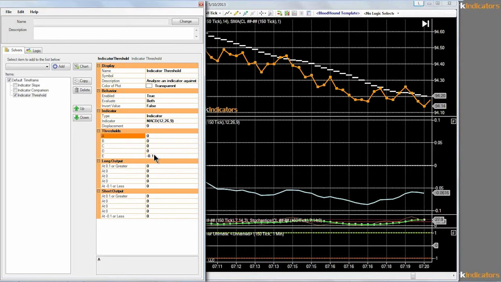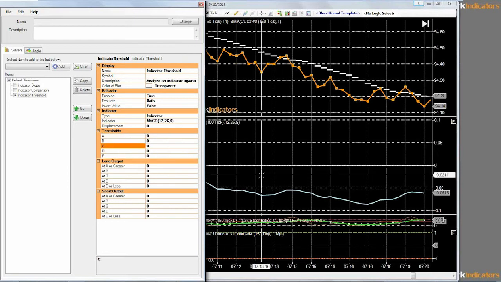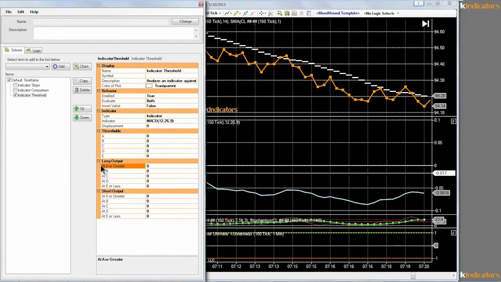Actually, no. Let me start off with something simpler here. We're just looking for a threshold of 0, of when our MACD crosses the 0 line. On the long side, if we're at A, and remember A equals 0, so if we're at 0 or greater, I want a long output of 100% confidence. Then on the short side, if we're at E, and once again E is the 0 line, so if we're at 0 or less, in other words, below the 0 line, I want a confidence output of 1.